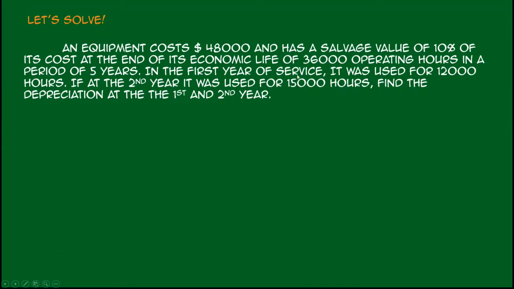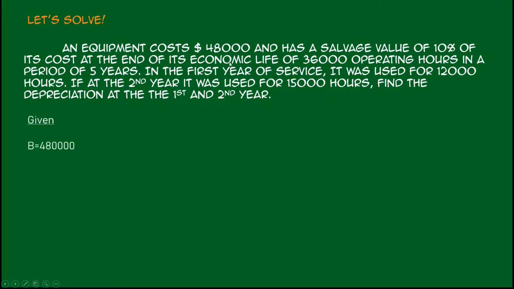An equipment costs 480,000 and has a salvage value of 10% of its cost at the end of its economic life of 36,000 operating hours in a period of 5 years. In the first year of service, it was used for 12,000 hours. If in the second year it was used for 15,000 hours, find the depreciation at the first and second year.